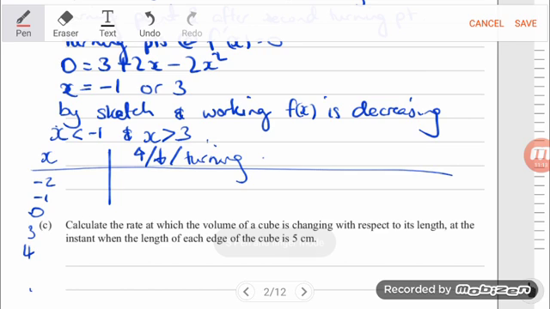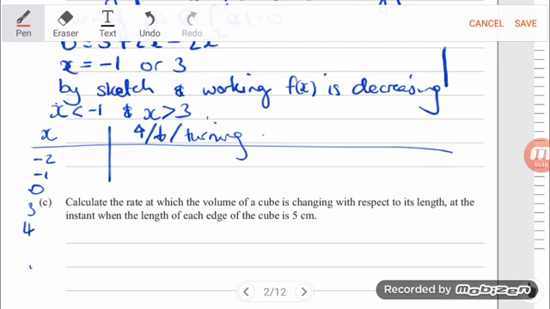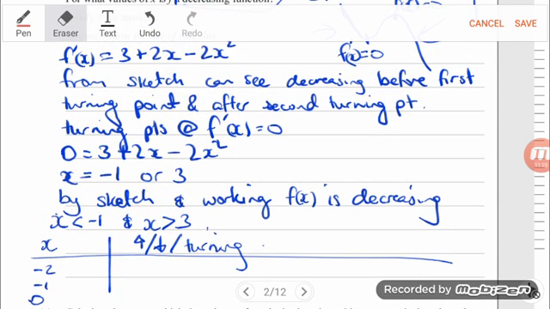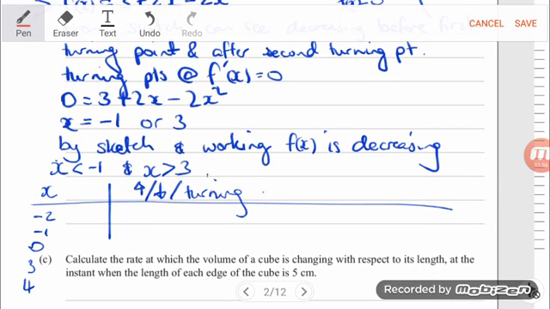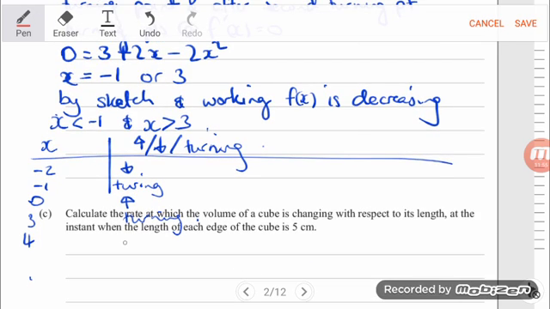And what you'll find is that when you substitute this into the equation, remember you're finding the gradient, so you're substituting it into your gradient function, not your original equation. Then you'll find that, again, that's your turning point. So turning points at -1 and 3. At -2, it's decreasing. At 0, it's increasing. At 4, it's decreasing again.